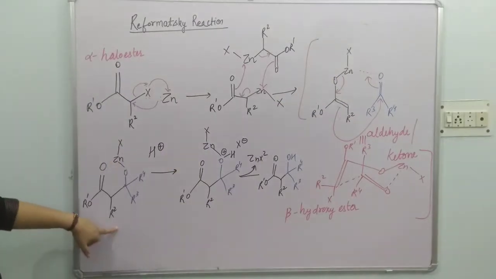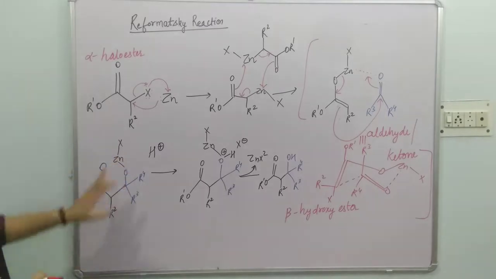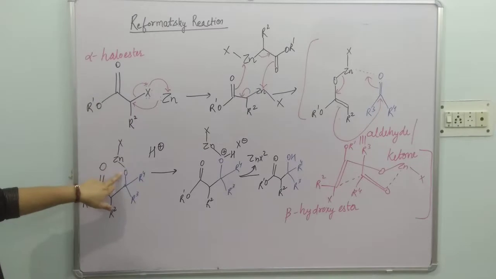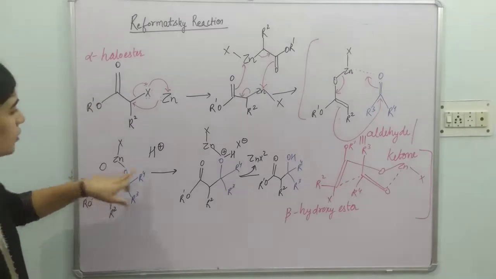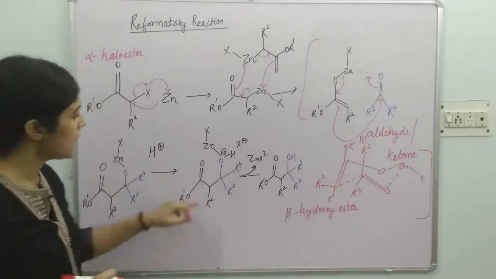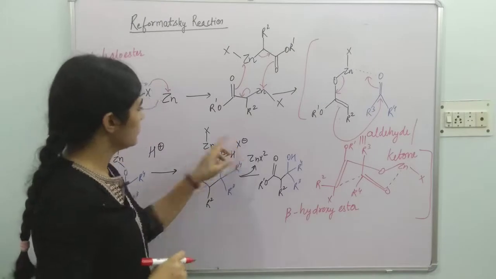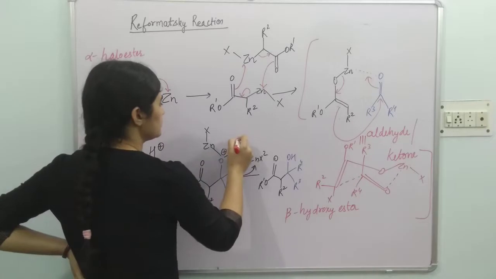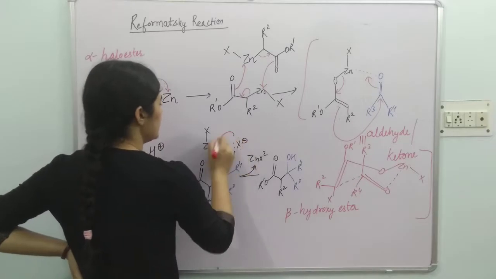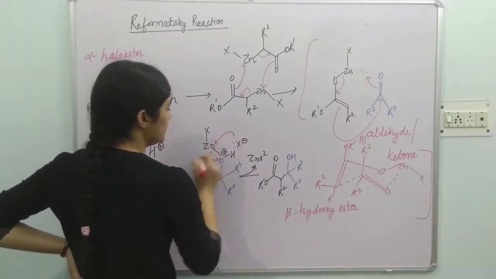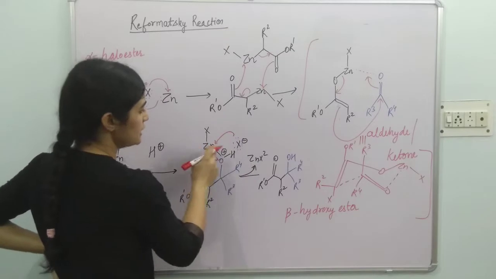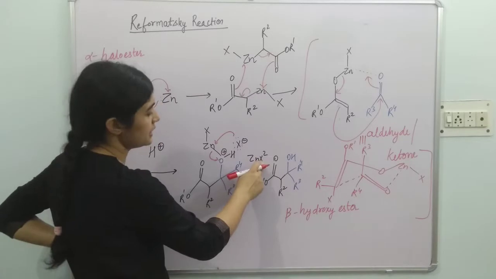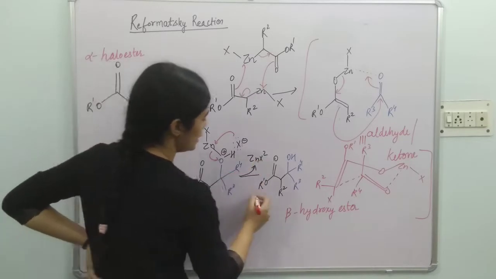Now what happens? Acid workup. Proton from the solvent gets attached to this oxygen and forms OH positive. Now halide ion from the solvent attacks the zinc. This bond cleaves and your zinc is eliminated as zinc halide, ZnX2, and this product is formed.